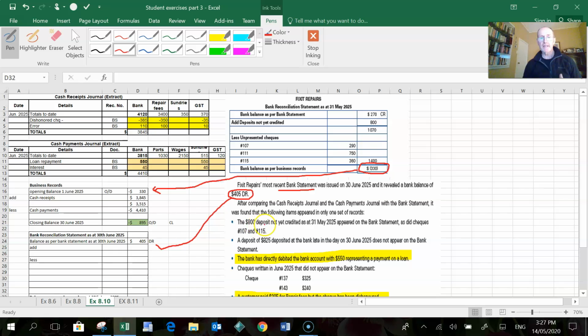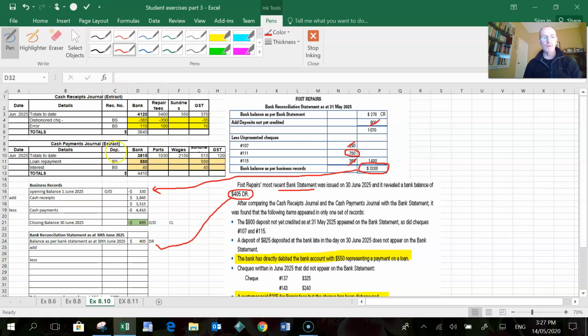So the first one says the $800 deposit not yet credited, that is that one there, appeared on the bank statement. So that means that has now been banked, so we can tick it off. As did checks numbers 107, that one. So they're saying that's been banked by whoever we gave the check to, and 115 has been banked. Right? There's no mention of 111, so we can assume that that is still outstanding, still unpresented.